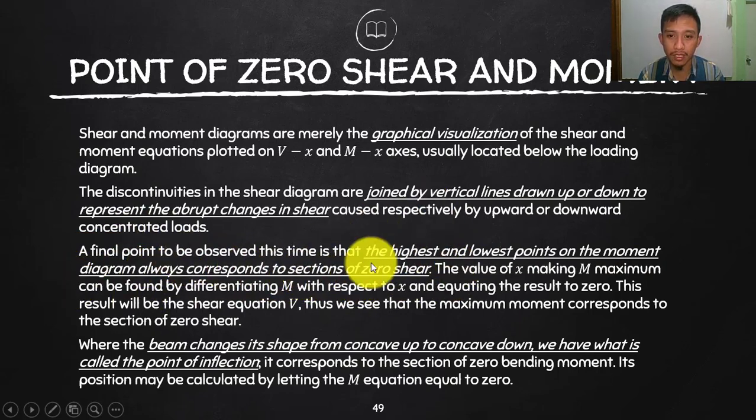Okay, so this is important. The highest or the lowest point on the moment diagram is actually the same point where we can find the zero shear. That is the importance of your zero shear. Where we will find the maximum and the minimum moment, you can find that within the zero shear. If you can locate the zero shear, that is where you will find the maximum or minimum moment. Okay, how will that help us?